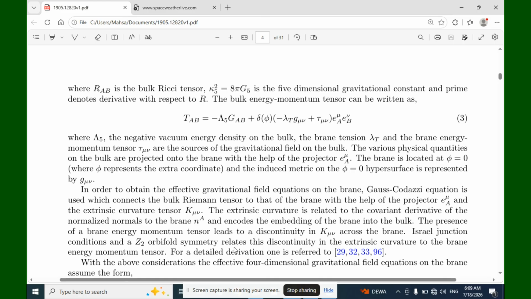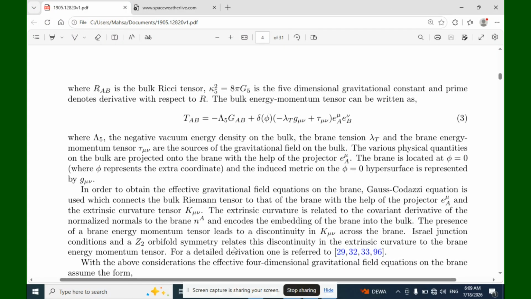In order to obtain the effective gravitational field equations on the brane, the Gauss-Codazzi equation is used, which connects the bulk Riemann tensor to that of the brane with the help of the projector e^A_μ and the extrinsic curvature tensor K_μν. The extrinsic curvature is related to the covariant derivative of the normalized normal to the brane n^A, and includes the embedding of the brane into the bulk.